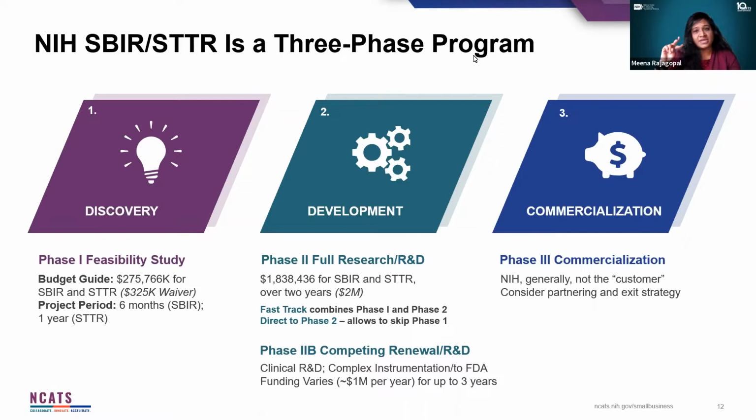And there are 2 funding mechanisms under the phase 2, the direct to phase 2 and fast track. Under the fast track, you're basically combining the phase 1 and the phase 2. So an applicant requests phase 2 funding, but contingent upon meeting the phase 1 milestones, the award is being made. And in the direct to phase 2, like the name suggests, you skip phase 1, so you directly go to the phase 2.